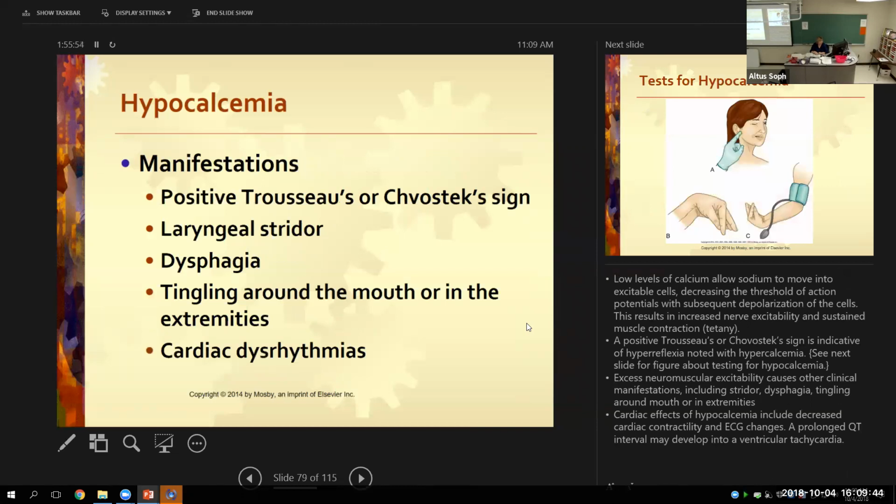A laryngeal stridor, dysphagia, tingling around the mouth or the extremities, and cardiac dysrhythmias. So make sure you understand the signs of hypocalcemia. And remember, I said a time where you might all of a sudden develop hypocalcemia is after a thyroid surgery. So maybe the patient has too much thyroid hormone, or maybe there's a tumor within the thyroid, and the surgeon needs to go in and remove the patient's thyroid.